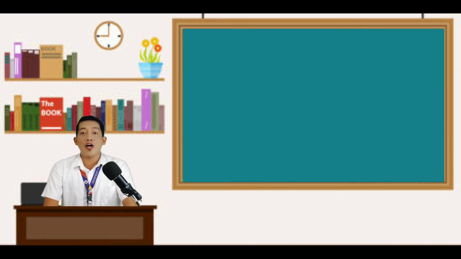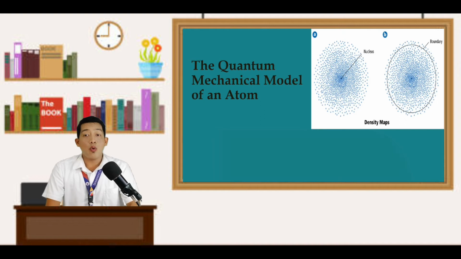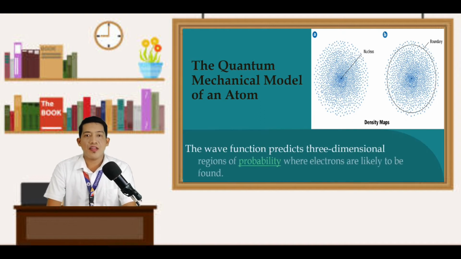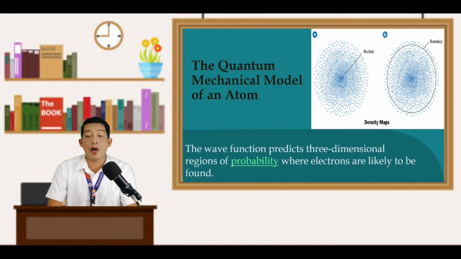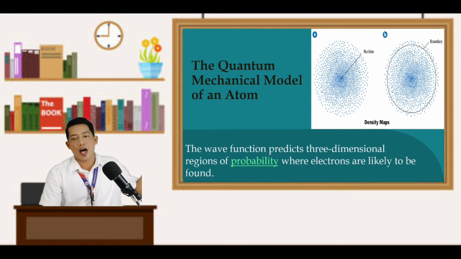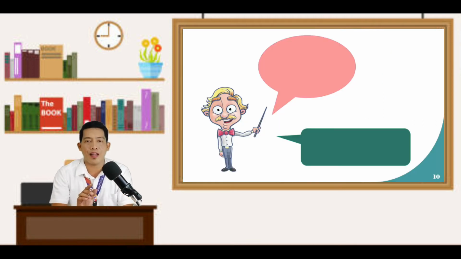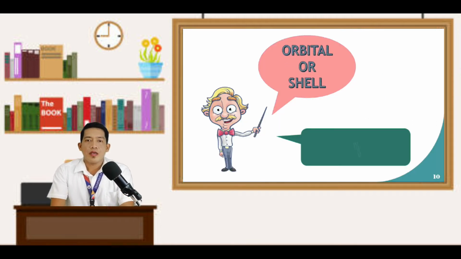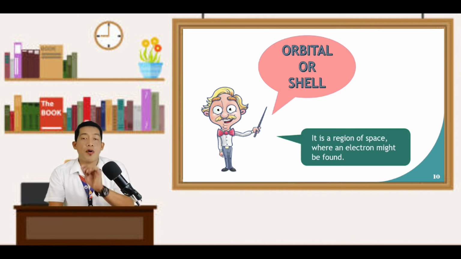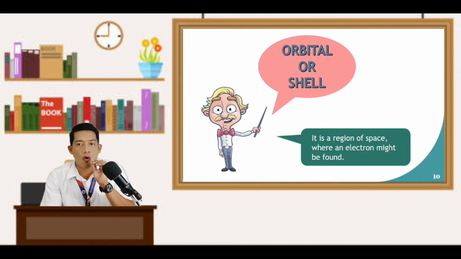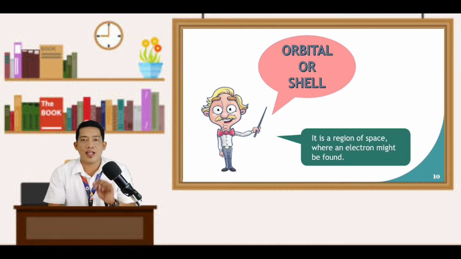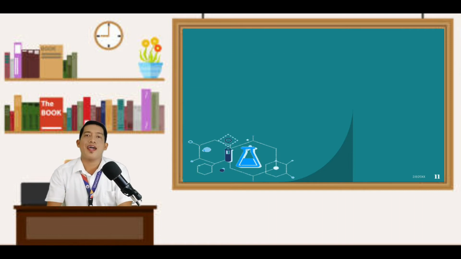In the quantum mechanical model of an atom, the wave function predicts the three-dimensional regions of probability where electrons are likely to be found, as you can see on the diagram or presentation. And this region of space is called an orbital or shell. In every energy level, there is a specific number of orbitals. In each orbital, there is a specific number of electrons that can occupy it.